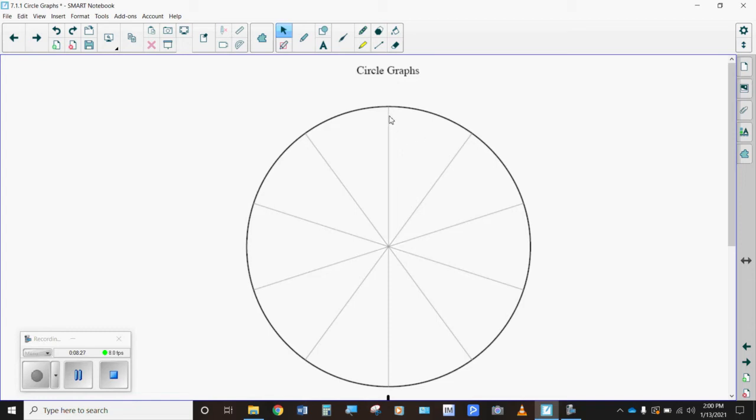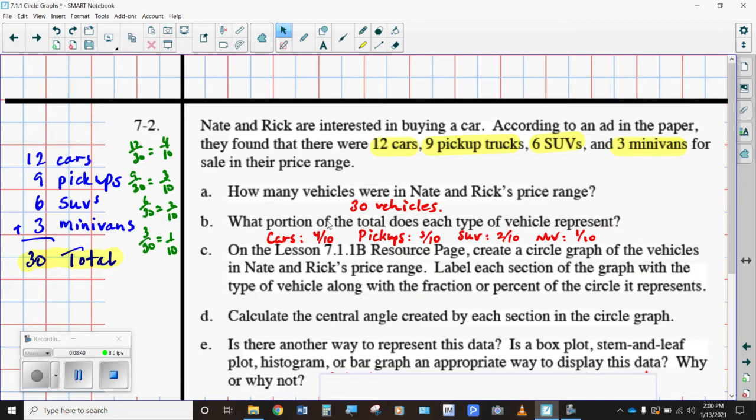And just trace in the lines that would represent each portion. So you've got 1, 2, 3, 4 of these represents 4/10 of the entire circle. So if you were to create a wedge for the cars, you would want to highlight 4 of those wedges and label that as cars, and you could label it as 40%. Then do the same thing for the pickups, 3 of the wedges for the pickups, 2 for the SUVs, and 1 for the minivans.